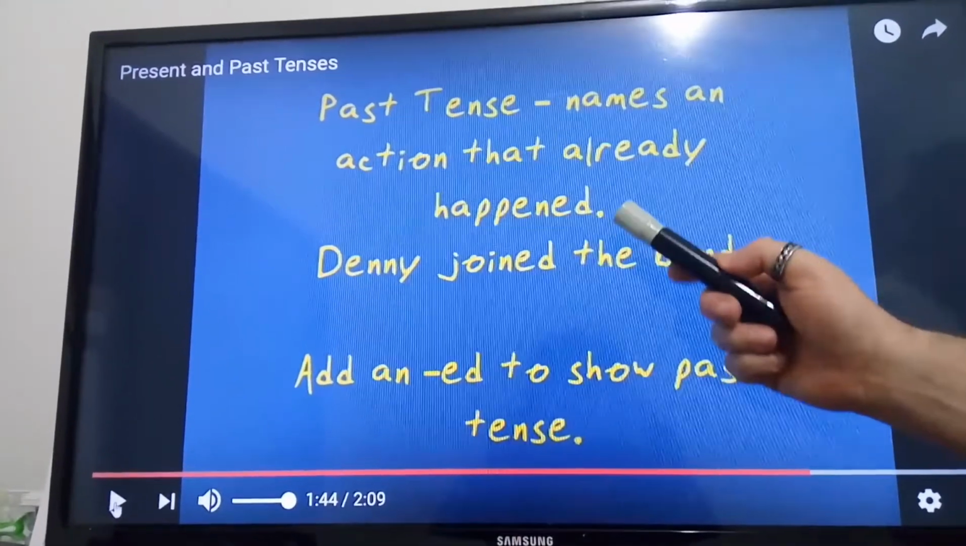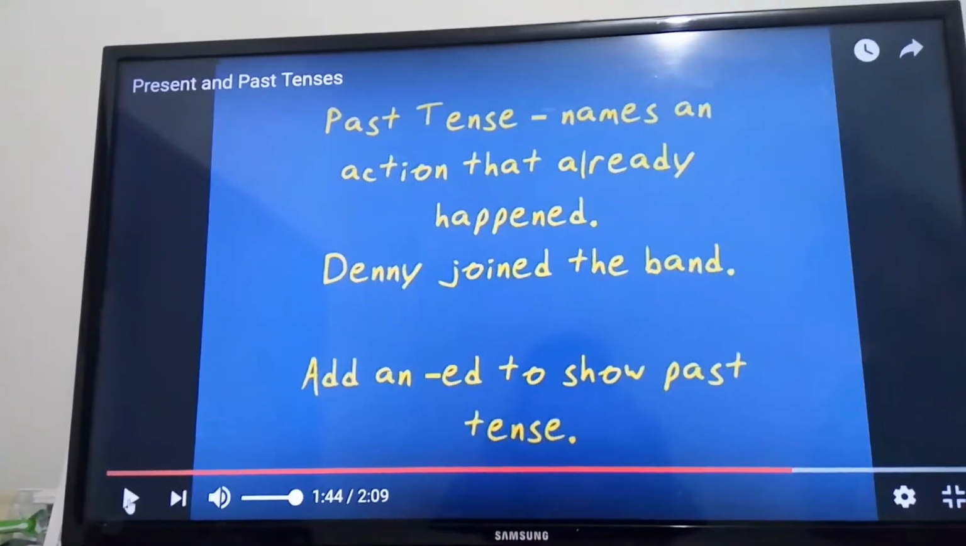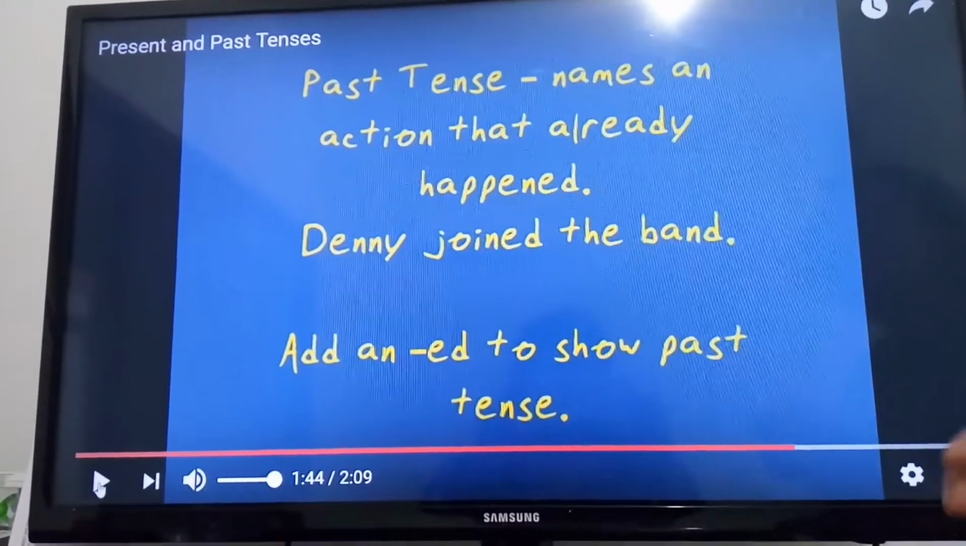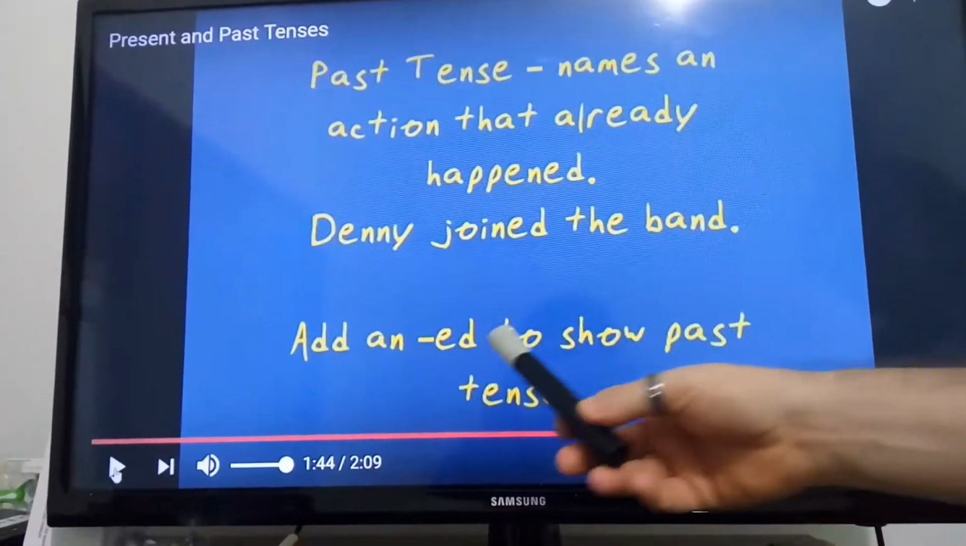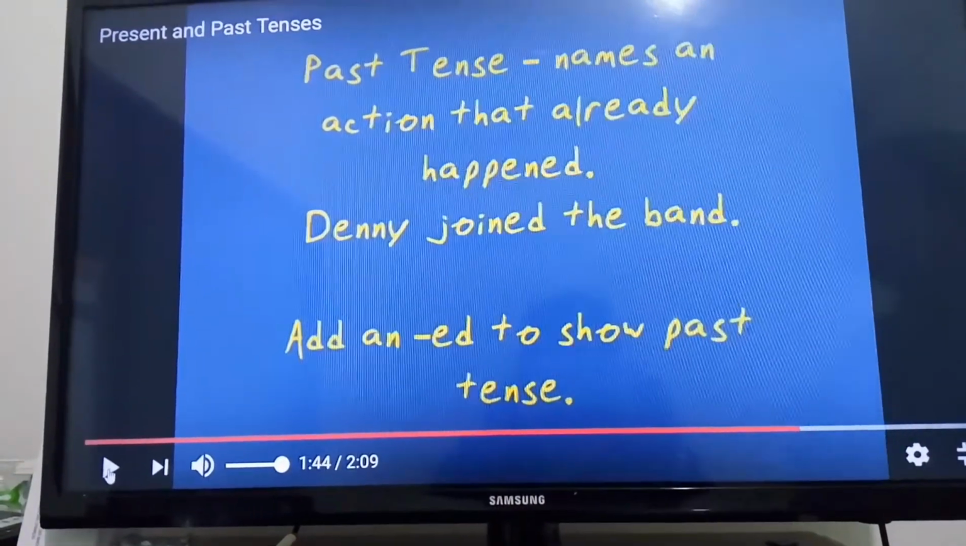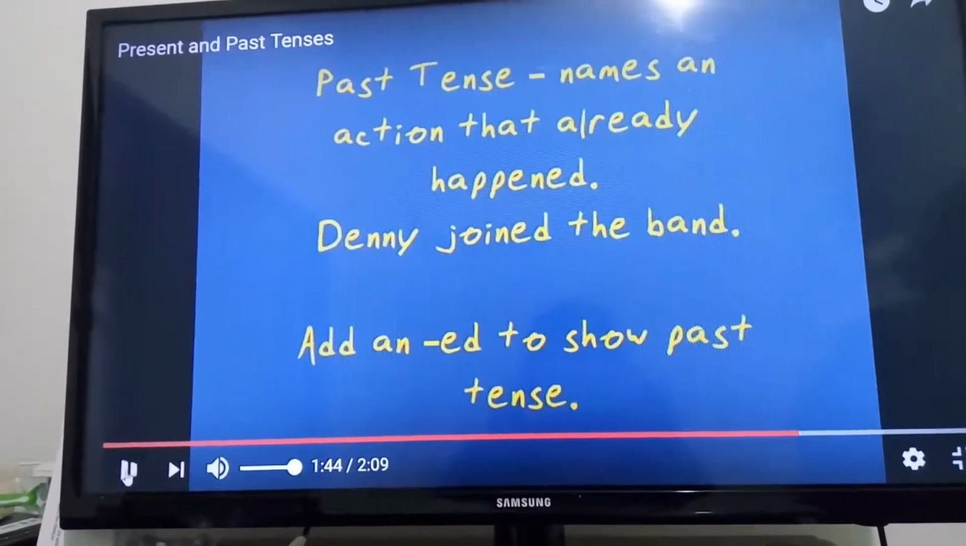Oh, okay, students. Past tense names an action that already happened, you know. We have some examples, some tips to give to you. Benny joined the band. Add an ed, as I told you, in the regular verbs, to show past tense. Let's see. It is past tense.